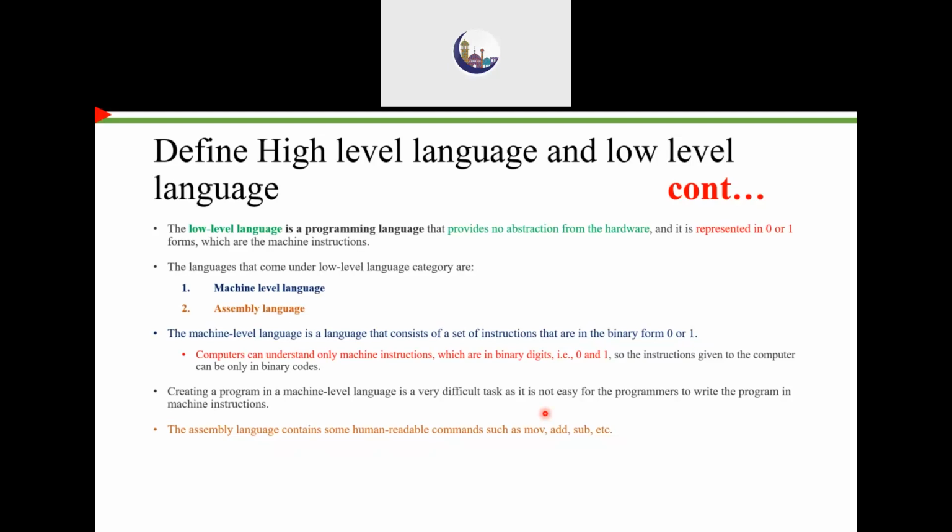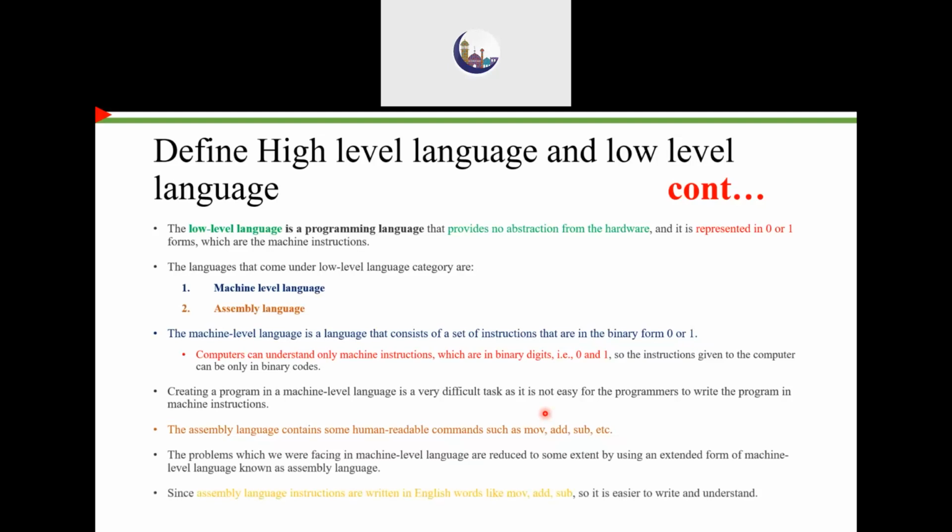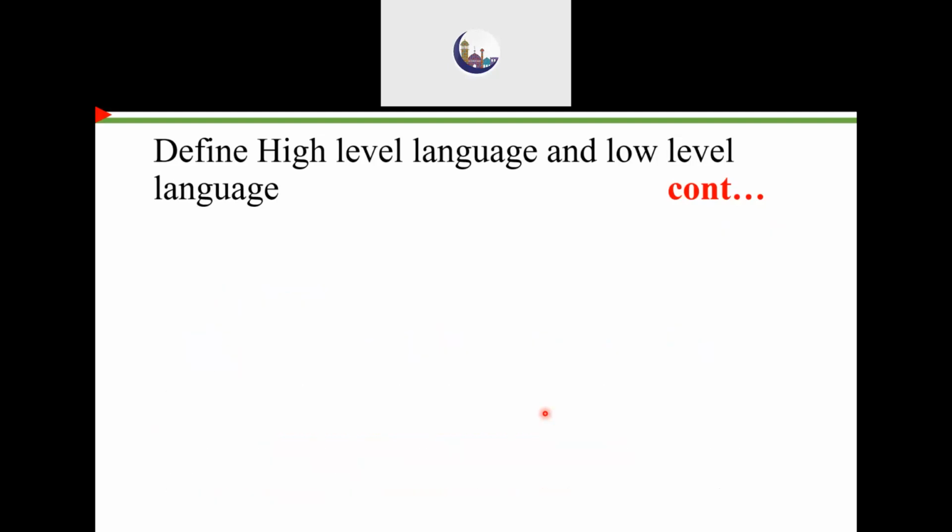But again, assembly language has its limitations. It's very limited. How many mnemonics can we create? Very limited, right? So that's why we are moving ahead to high level language.